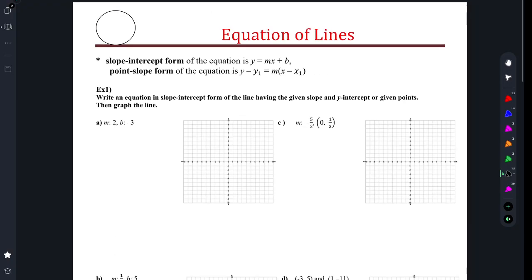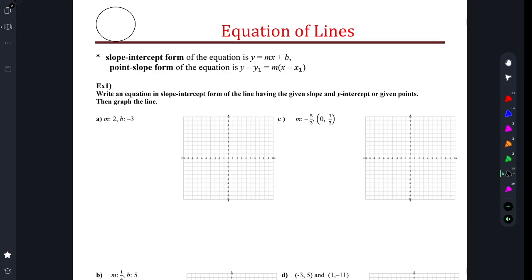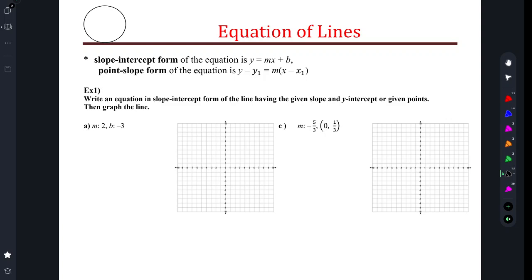All right, good morning, everybody. We're going to do a lesson on equations of lines. It'll piggyback off the lesson that you just did, right?